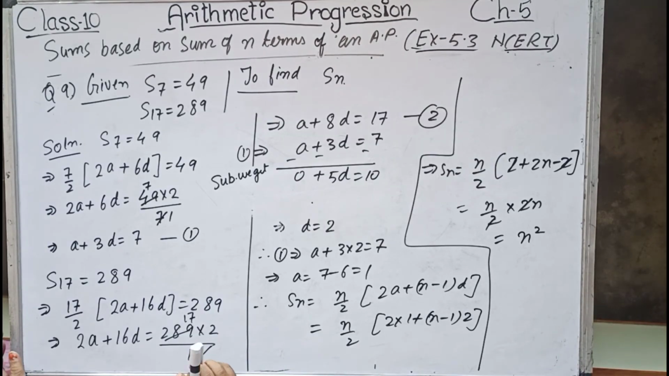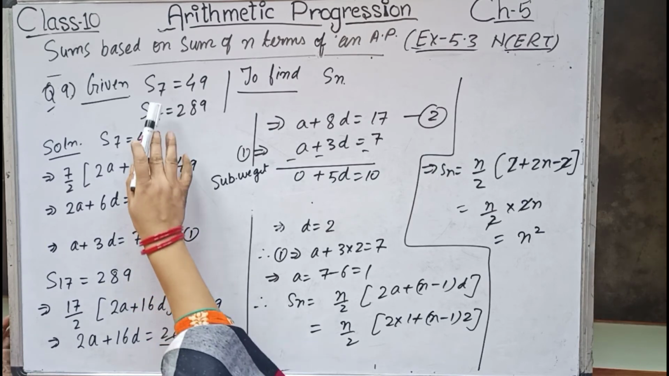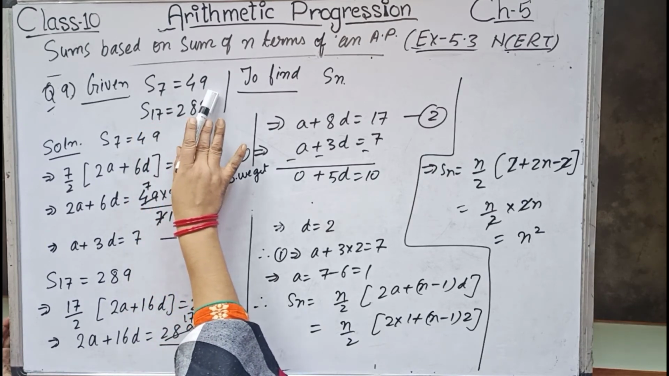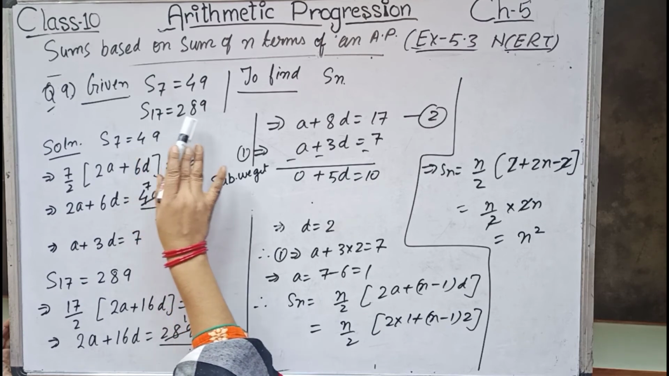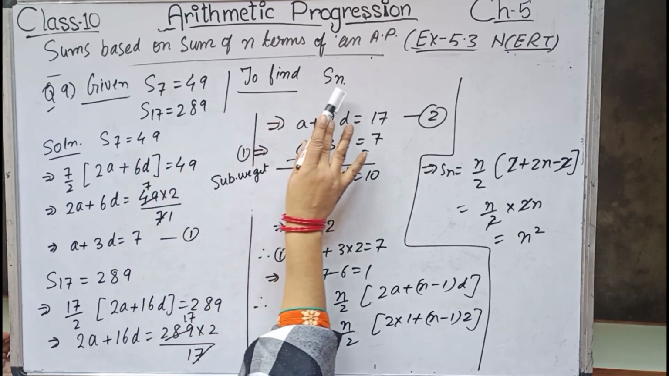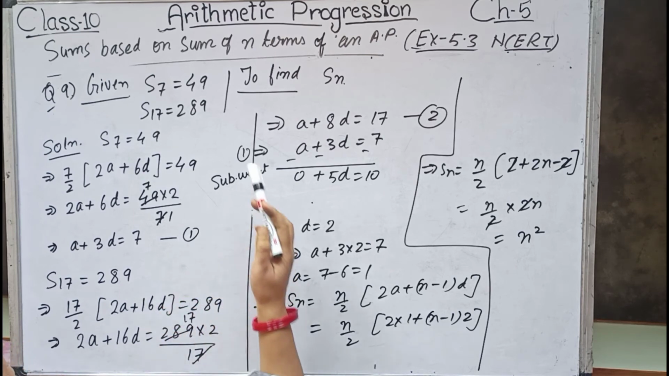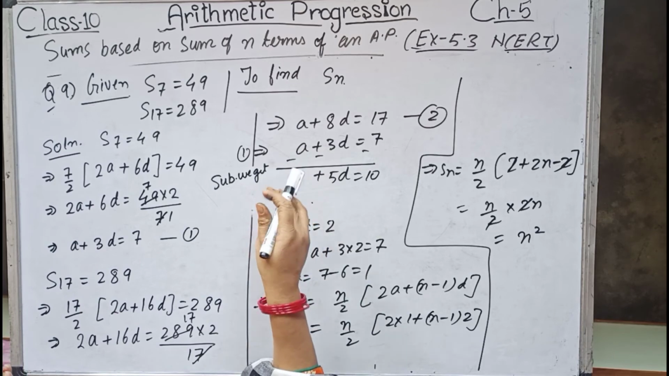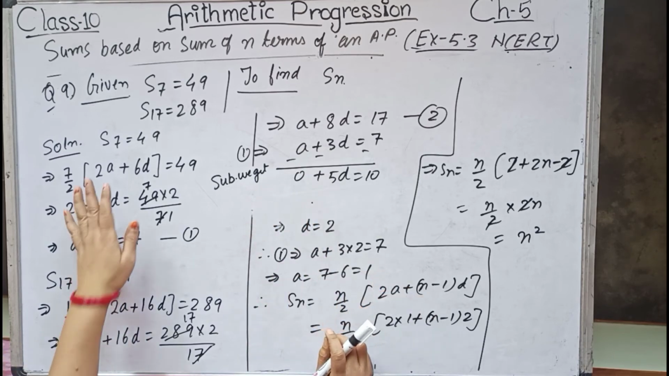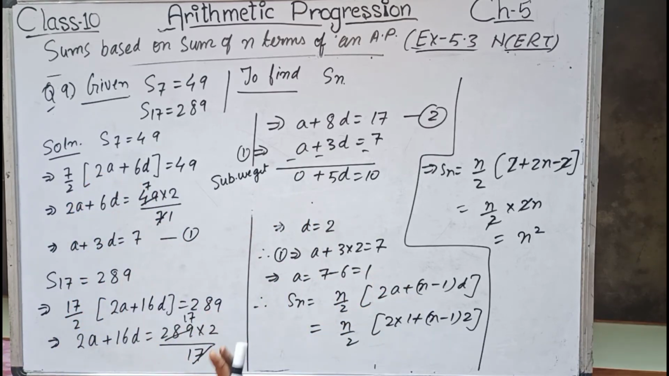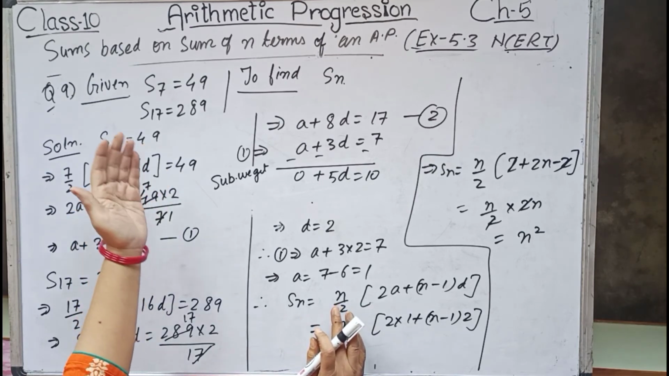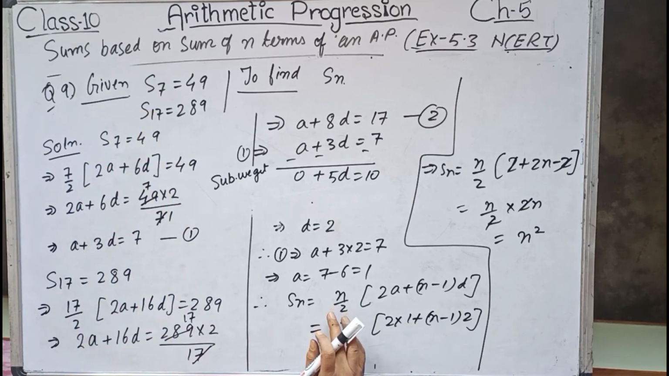Question number 9. It is given that the sum of the first 7 terms is 49 and the sum of the first 17 terms is 289, and we have to find Sn. Obviously n is not given, so the value of Sn will be in terms of n only. So we have to find the values of a and d with the given facts, that is S7 and S17.